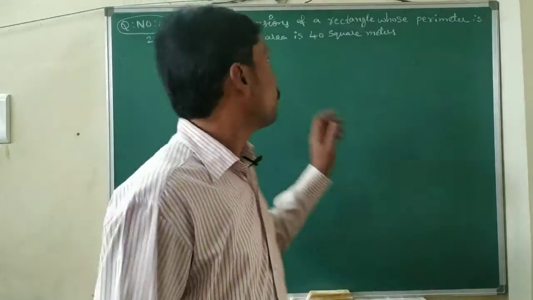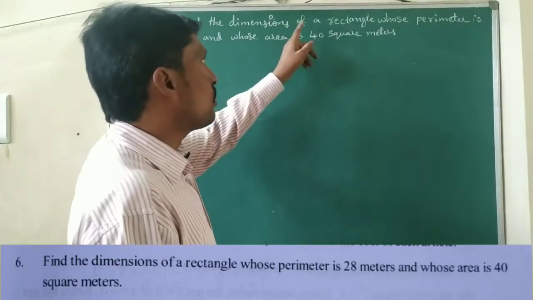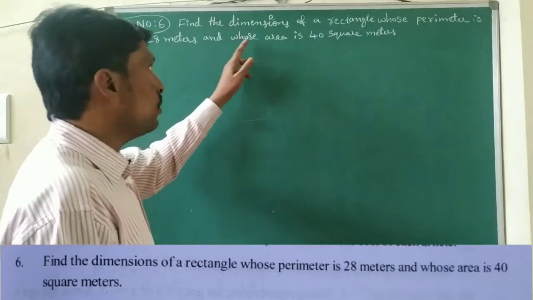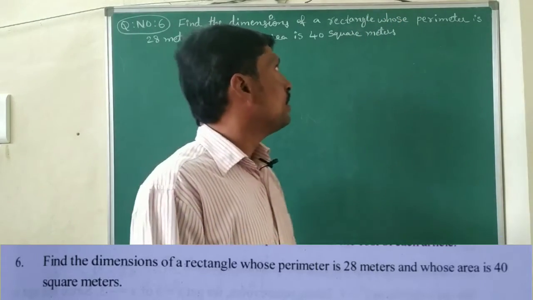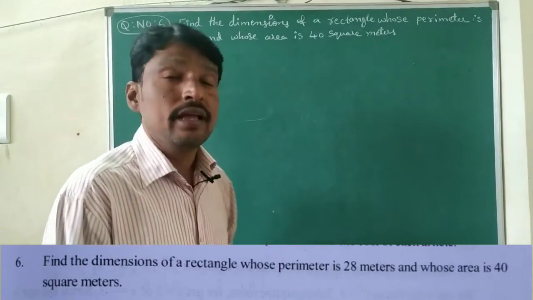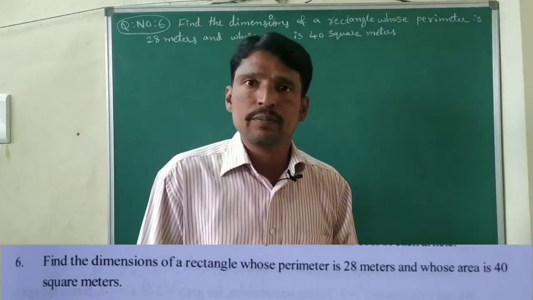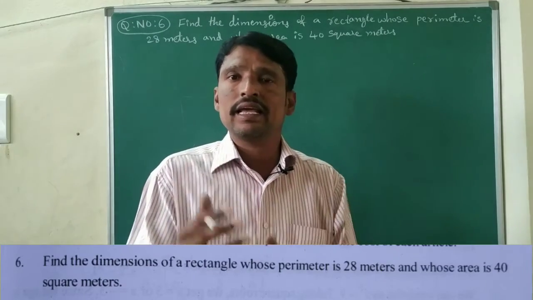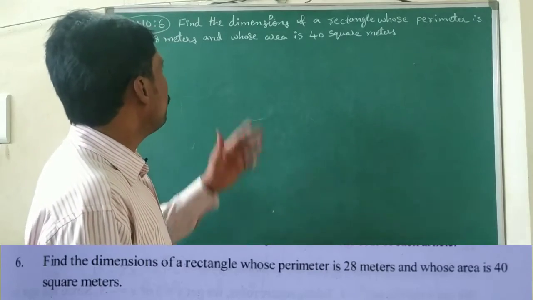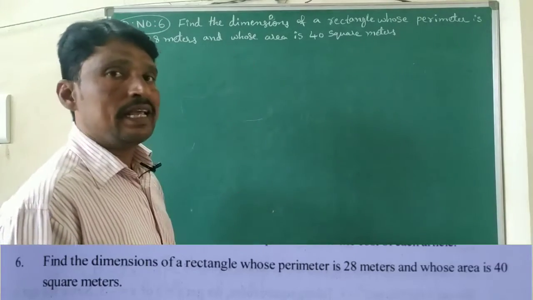Question number 6. Find the dimensions of a rectangle whose perimeter is 28 meters and whose area is 40 square meters. So here we need to find the dimensions of a rectangle. What are the dimensions of a rectangle? Length and breadth we need to find. Here length and breadth we don't know, so we need to find length and breadth.